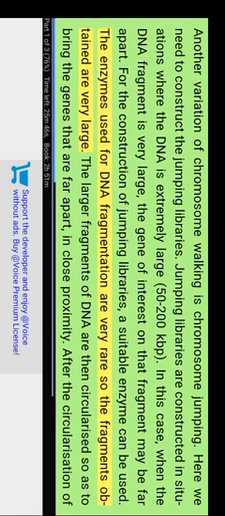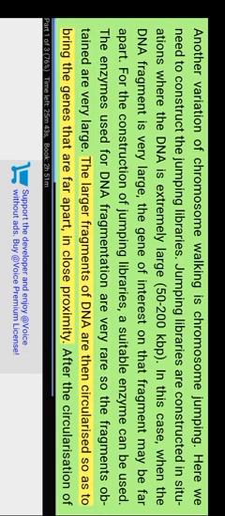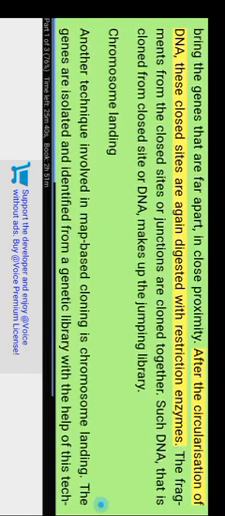The enzymes used for DNA fragmentation are very rare, so the fragments obtained are very large. The larger fragments of DNA are then circularized so as to bring the genes that are far apart in close proximity. After the circularization of DNA, these closed sites are again digested with restriction enzymes. The fragments from the closed sites or junctions are cloned together. Such DNA that is cloned from closed sites makes up the jumping library.